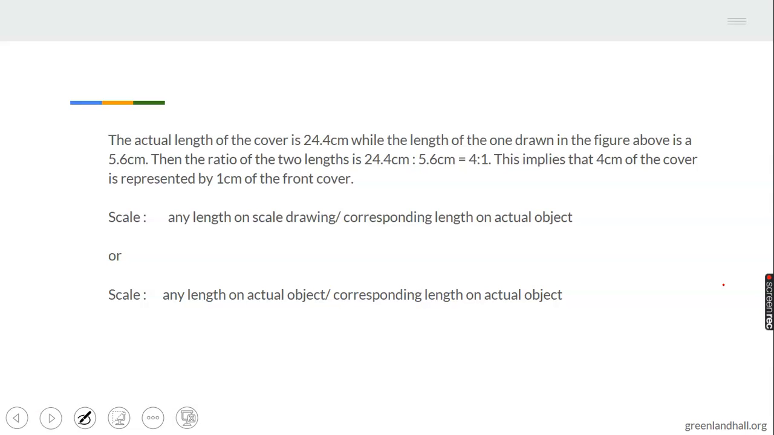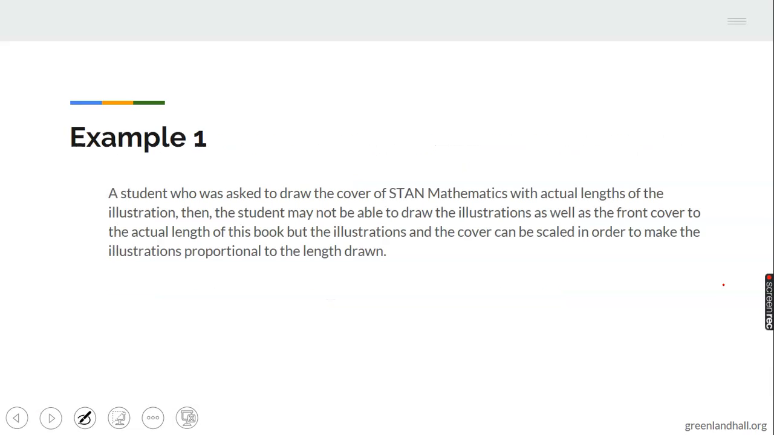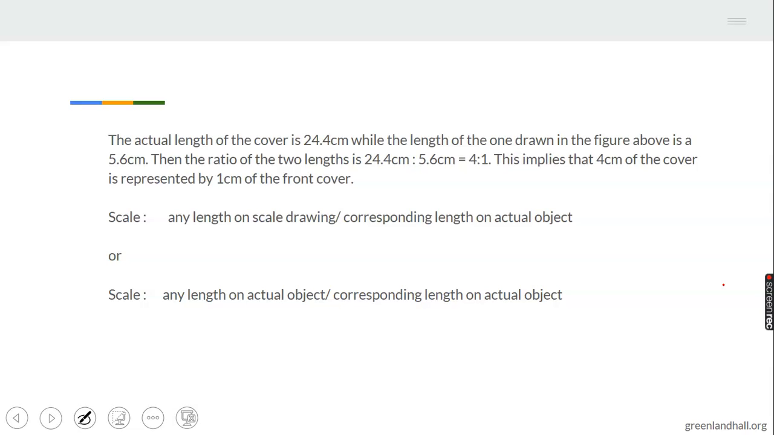If the actual length of the cover, that is, when you take the measurement of the cover using your ruler, is 24.4 centimeters, while the length of the one drawn in the figure above... I will not draw it. You will just check your Stern Mathematics, that is what I'm using here, or you can use your New General Mathematics also. On Stern, I have it on page 130. You see the diagram there, that is the front cover of your Stern Mathematics textbook.